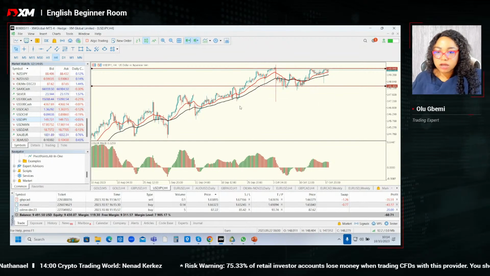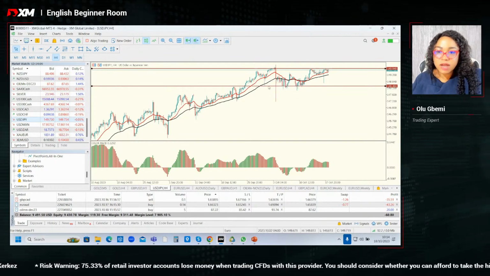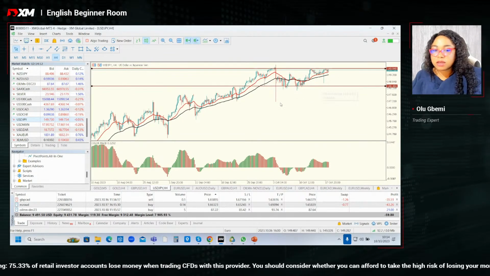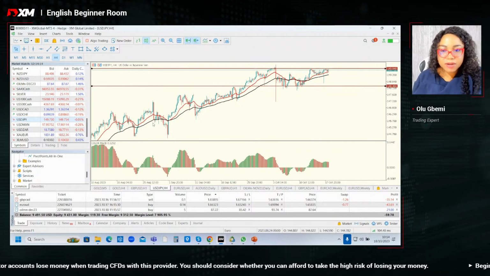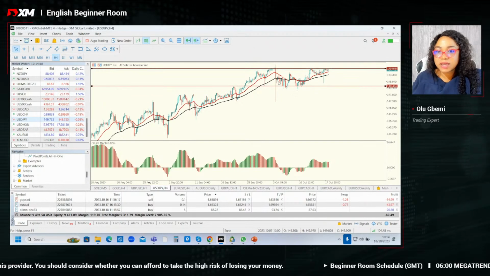Okay, so let's proceed. So we're looking at this area, and I'm looking at whether there is a trend pattern present. Is there a trend here? I really can't see one because the market is ranging.